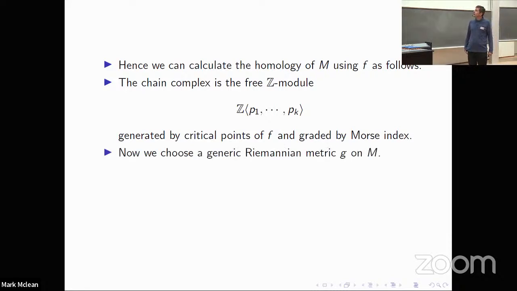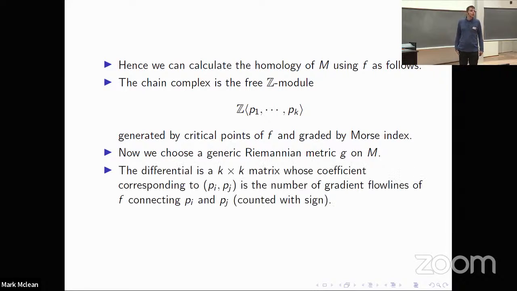And then we need to compute the differential. So we choose a generic Riemannian metric on the manifold M, and we look at the gradient flow lines of the Morse function connecting critical points. You can describe the differential as a matrix because we have a Z module with a basis corresponding to the critical points. You just need to know what the entry corresponding to ij is, pi, pj. That's just the number of gradient flow lines connecting pi and pj, these critical points. But it's counted with sign, so they might have opposite signs and cancel.